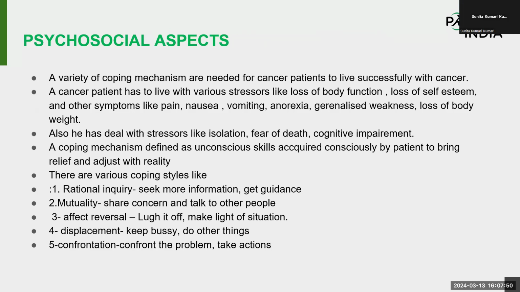A variety of coping mechanisms are needed for cancer patients to live successfully with cancer. A cancer patient has to live with various stresses like loss of body functions, loss of self-esteem, and other symptoms like pain, nausea, vomiting, anorexia, generalized weakness, loss of body weight. He also has to deal with stress like isolation, fear of death, cognitive impairment. A coping mechanism is defined as unconscious skills acquired consciously by the patient to bring relief and adjust with reality.